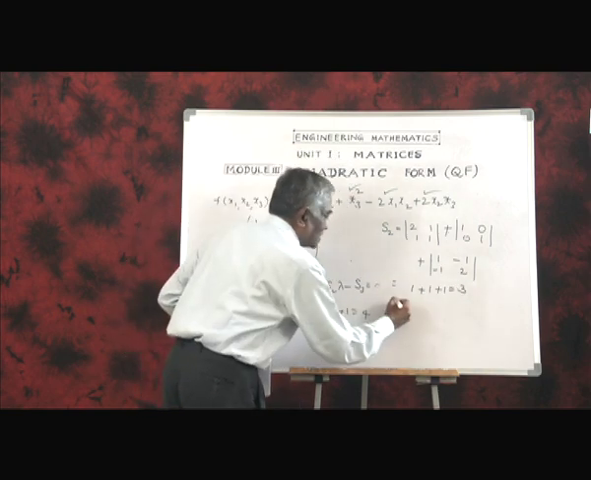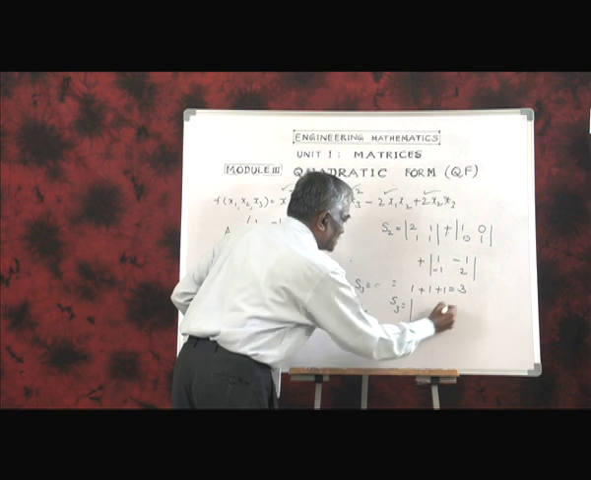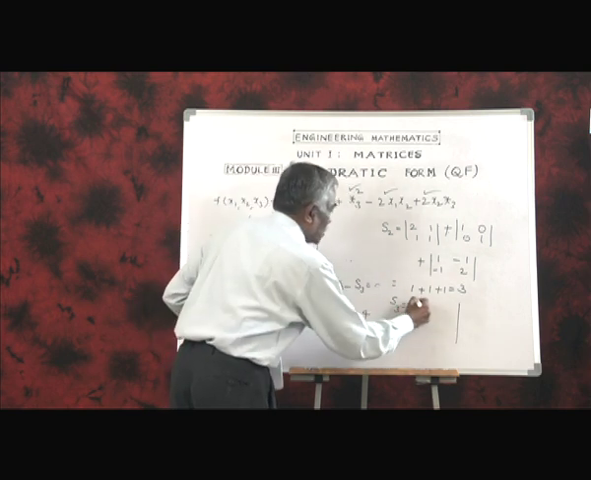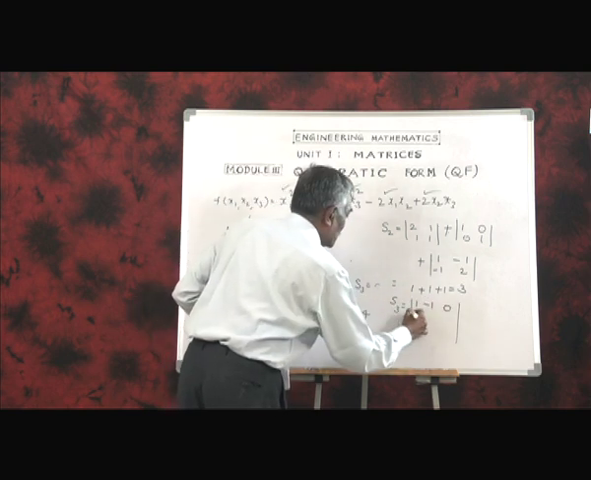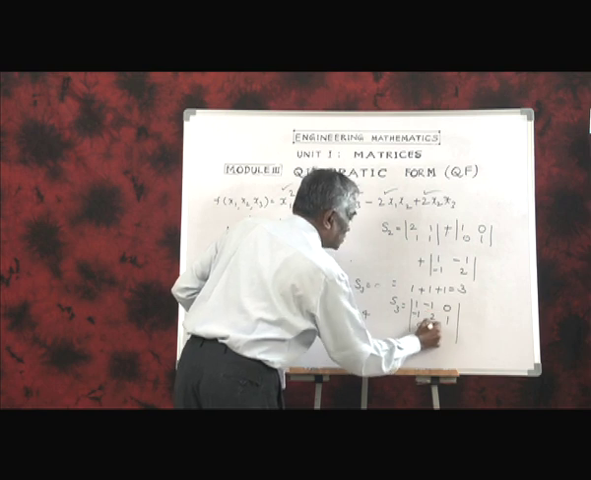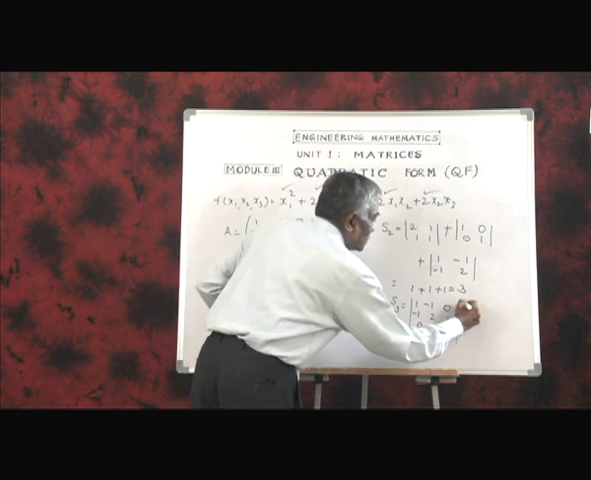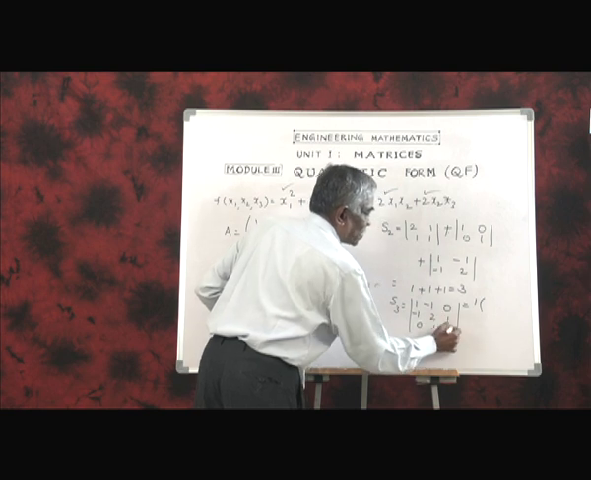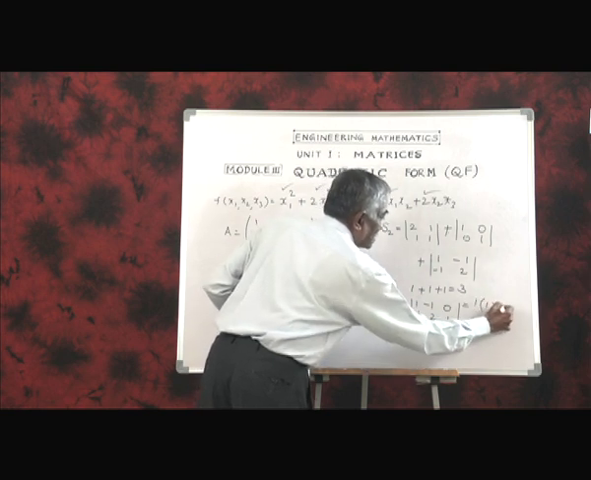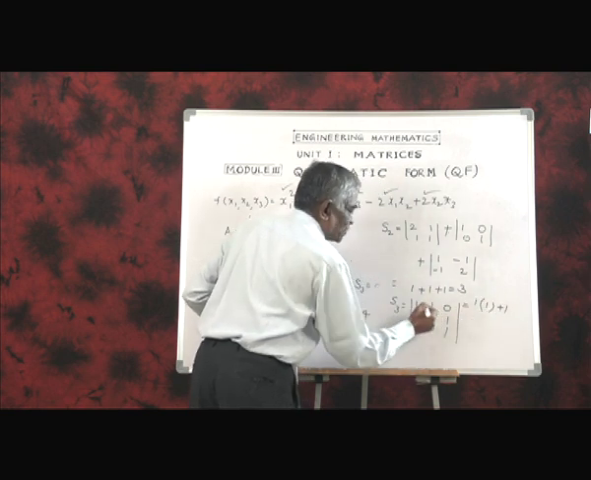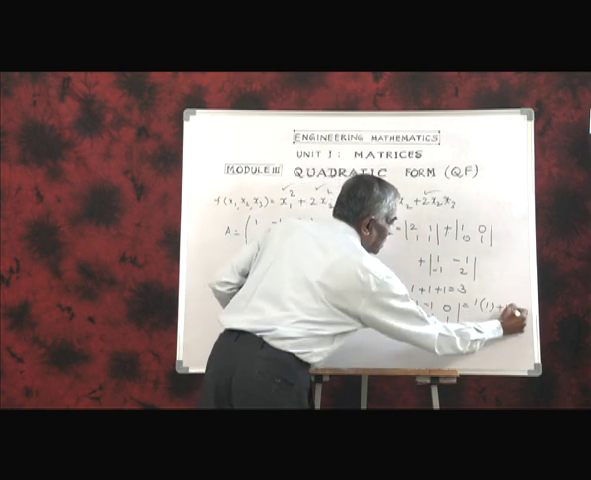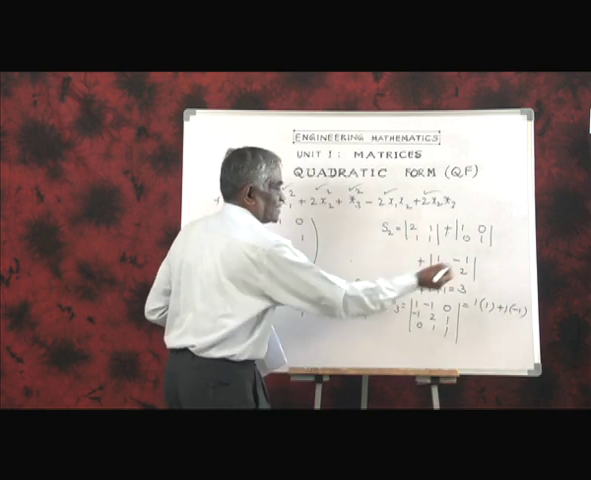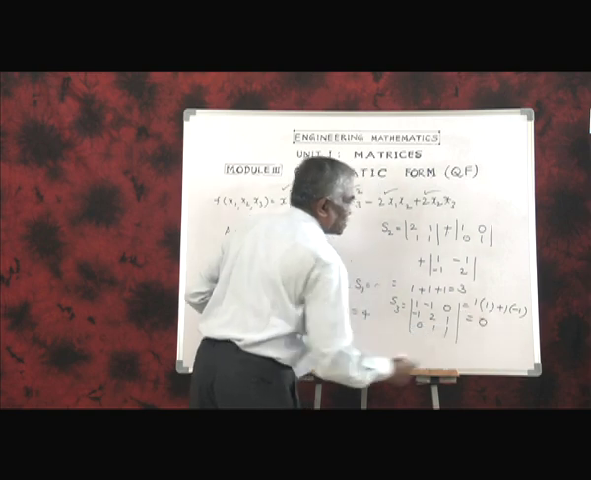Now, s3 we have to calculate. We know that s3 is nothing but the determinant 1, minus 1, 0, minus 1, 2, 1, 0, 1, 1. So, it is equal to 1 into this product minus this product, that is 1. Then you have to change the sign. So, plus 1 into minus 1 minus 0. Of course, that next one is 0. So, this reduces to 0.